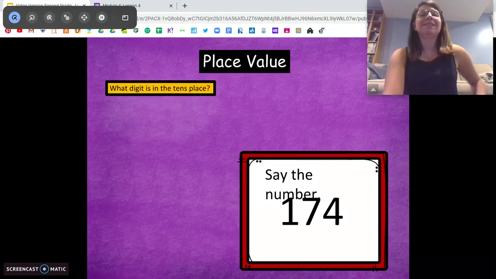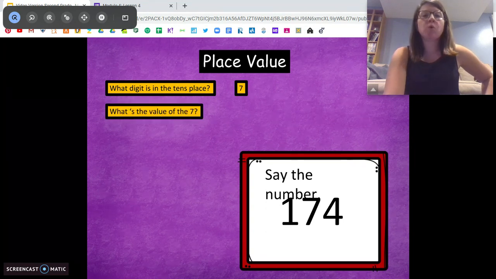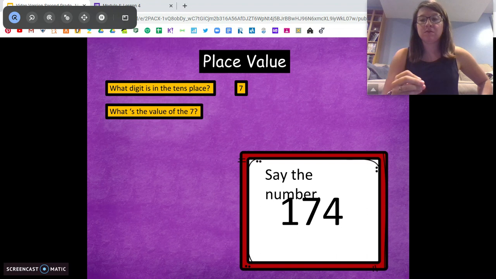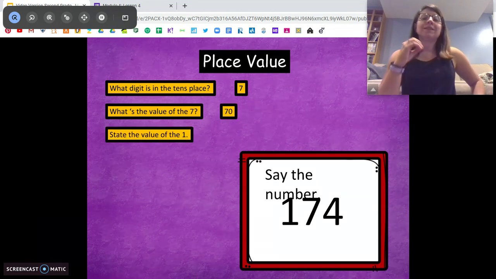174. Awesome. What digit is in the tens place? Just the digit. 7. Beautiful. What is the value of that 7? How much is that 7? What does that 7 stand for? 70. Very good. What's the value of the 1 in this problem?